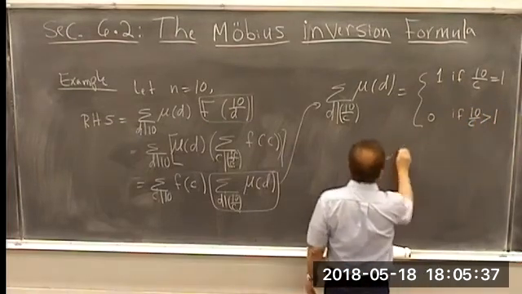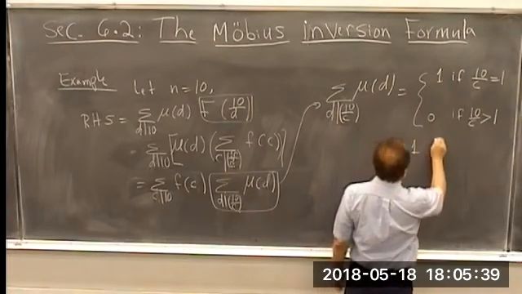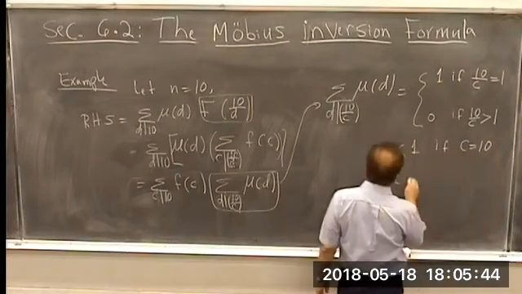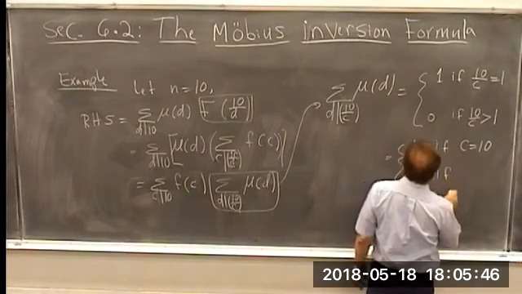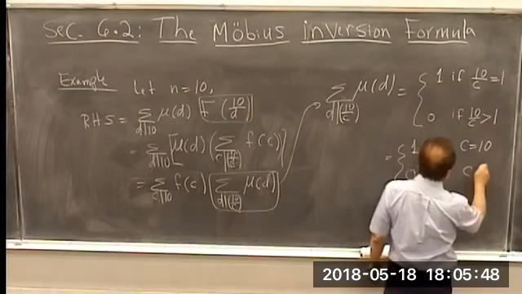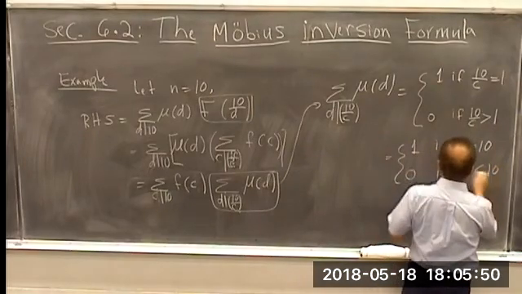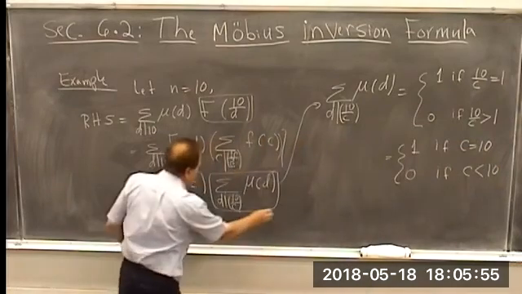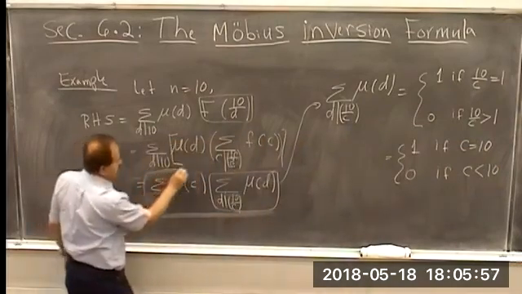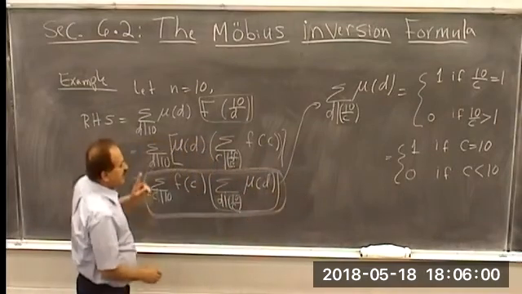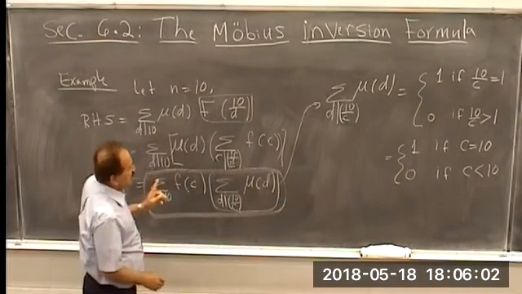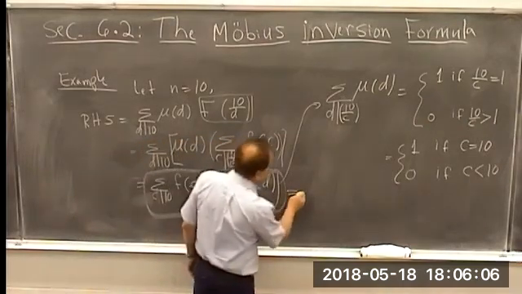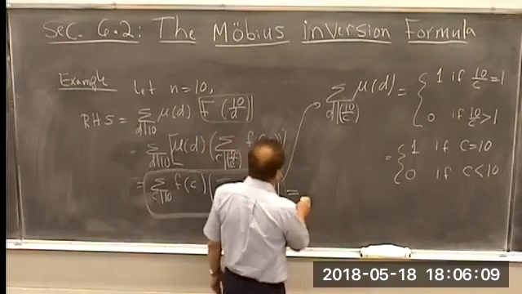Well, this means it's going to equal 1 if C is equal to 10, and it's going to be 0 if C is less than 10. Of course, C is a divisor. So in other words, in this whole thing, this is going to give us one value. It's going to contribute to this sum.